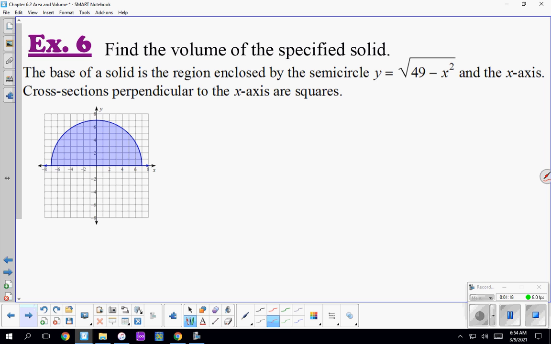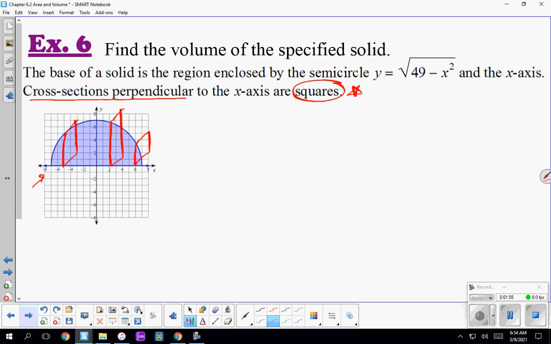Okay, so here we're finding the volume of a solid that has this semicircle as its base. So imagine this is on your paper. Well, it is on your paper. And imagine that your shapes are popping out of your paper. So in this case, they're perpendicular to the x-axis and they are squares. And this is what we're really looking for here. So if it helps, you can draw yourself a visualization. Imagine that these are popping out off of your page. And then we have them, of course, all the way across.